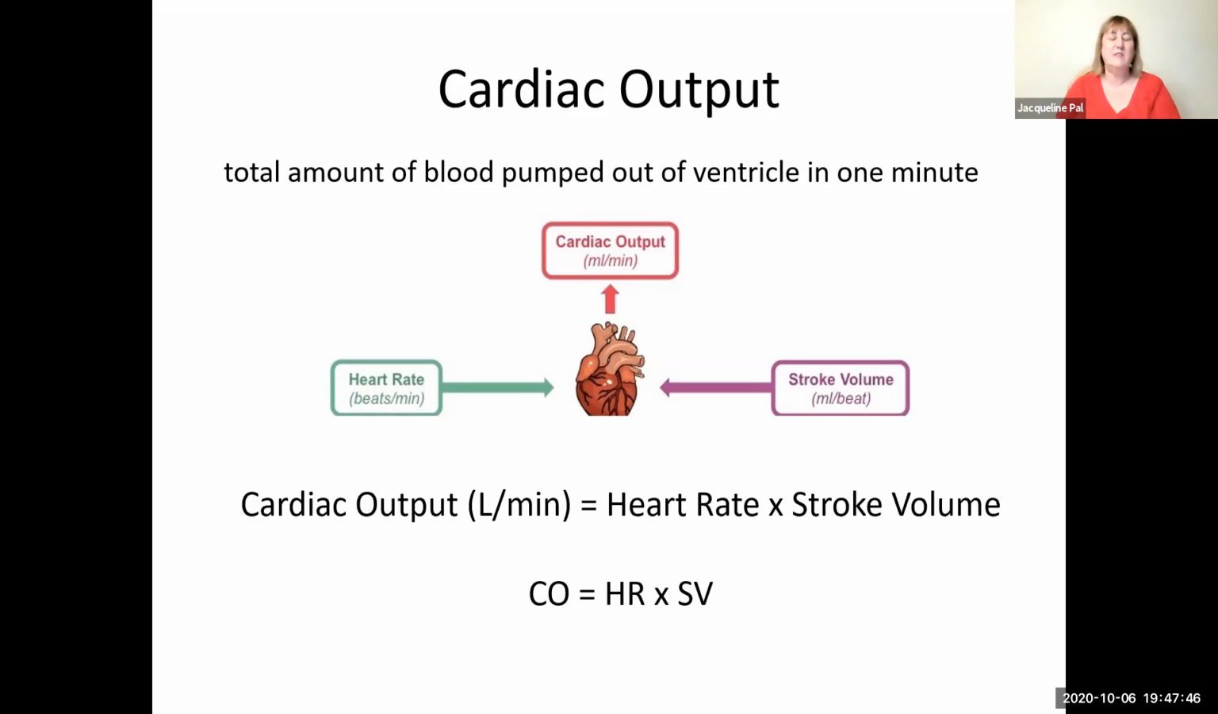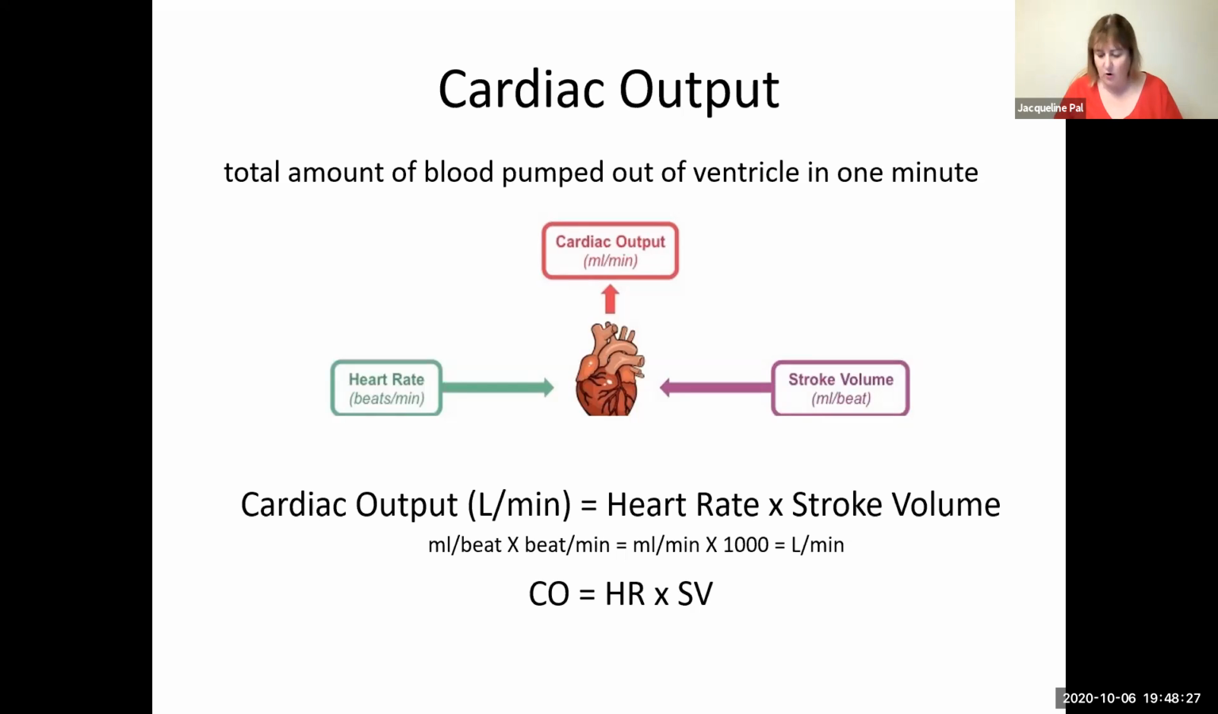So how do we get the numbers in liters per minute from this? Well, heart rate is beats per minute and stroke volume is milliliters per beat. If we multiply these two together, the beats cross out and you are left with milliliters per minute. Then you divide by 1,000 and you will get liters per minute. And so instead of having a number like 4,600 milliliters per minute, the cardiac output would be represented as 4.6 liters per minute.